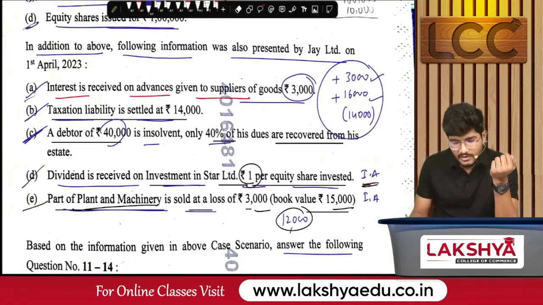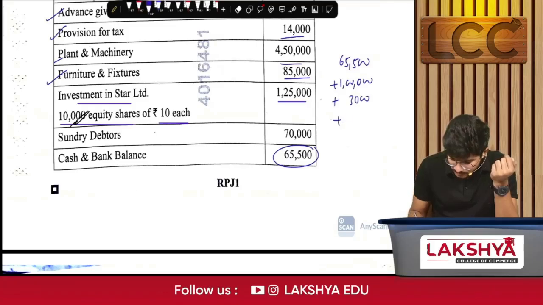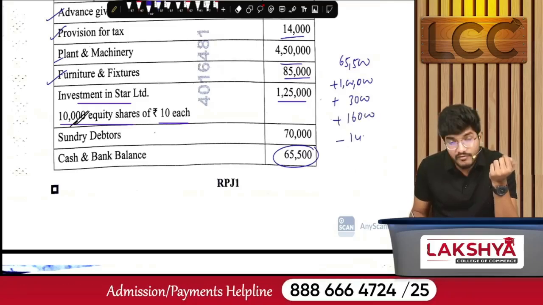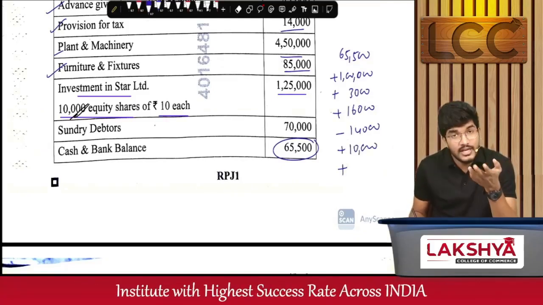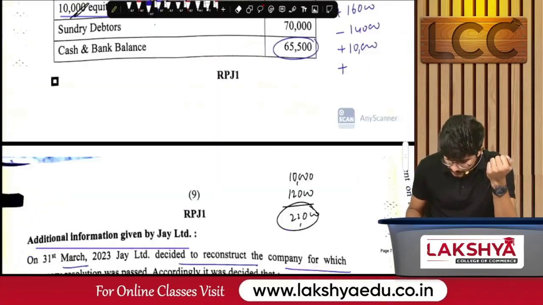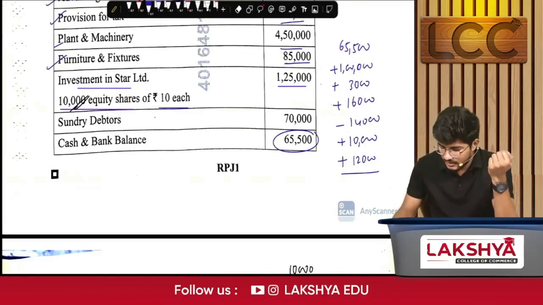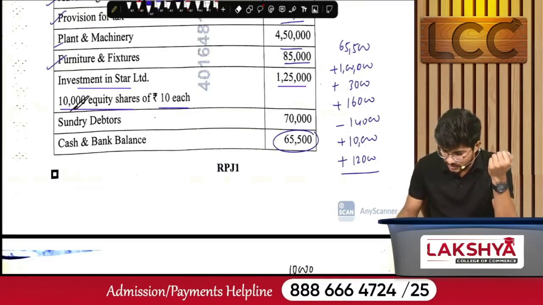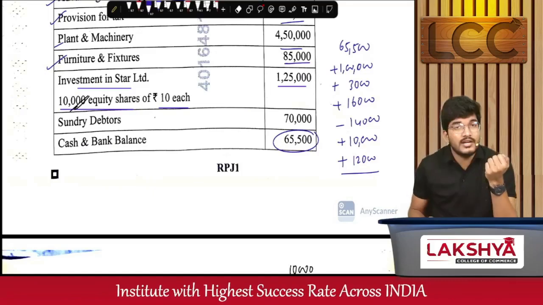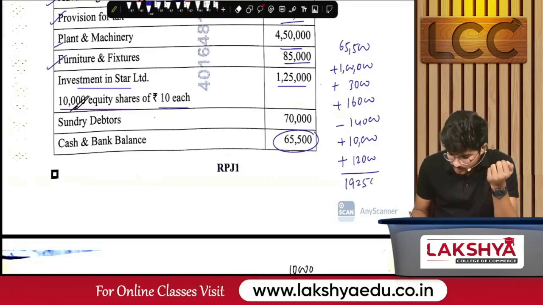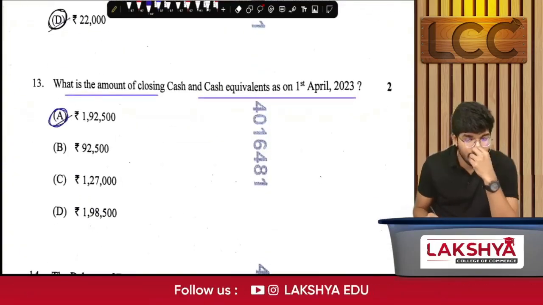And here 3,000 inflow, 16,000 inflow, plus 3,000, plus 16,000. And there is an outflow of 14,000, payment of tax liability. And dividend received 10,000. And sale proceeds of plant and machinery, that is 12,000. So the total amount of cash and cash equivalents by the end: 65,500 plus 1 lakh plus 3,000 plus 16,000 minus 14,000 plus 10,000 plus 12,000, that is 1,92,500, right? So 1,92,500 is the correct option, that is option A.